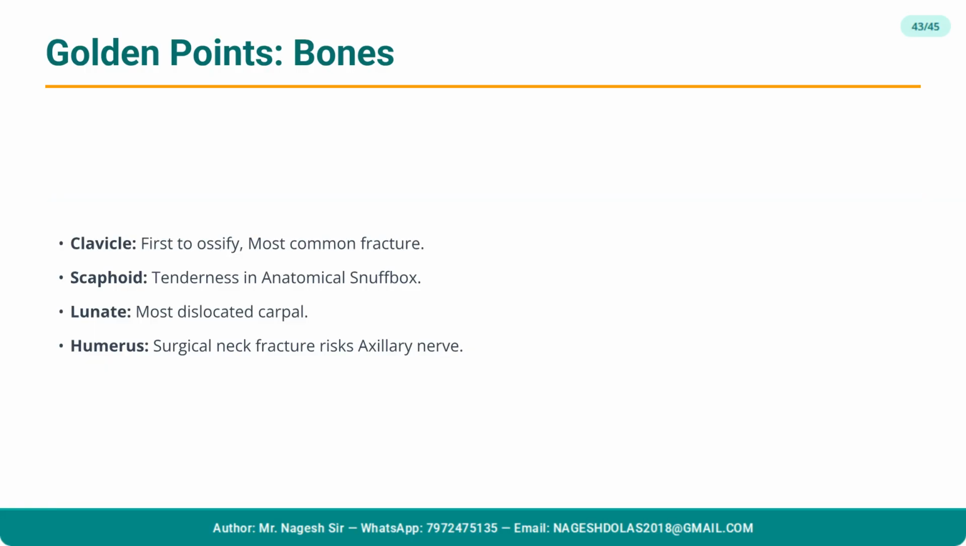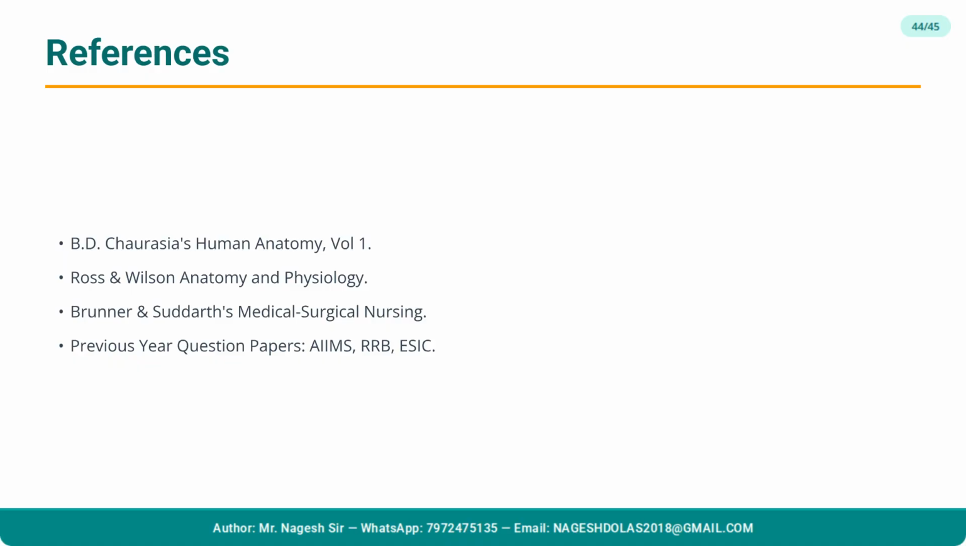Remember that the clavicle is the first bone to ossify and is the most common site of fracture. Tenderness in the anatomical snuff box suggests a scaphoid fracture. Also, the lunate is the most frequently dislocated carpal bone. A fracture of the surgical neck of the humerus puts the axillary nerve at risk.